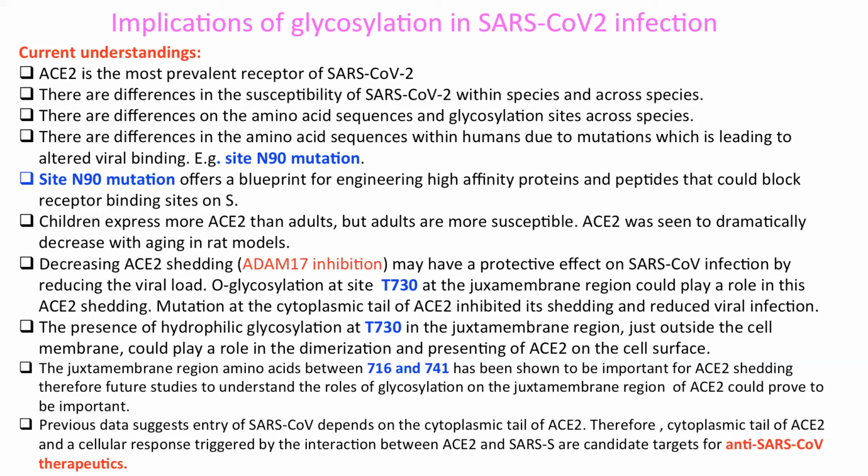There are studies showing that this juxtamembrane region, amino acids between 716 and 741, is important for the shedding. So there could be mutations within that region. It would be interesting to do mutations within those regions and see, once you mutate those regions, what the effect is on the infections, and what the effect is on presenting ACE2 on the cell surface.